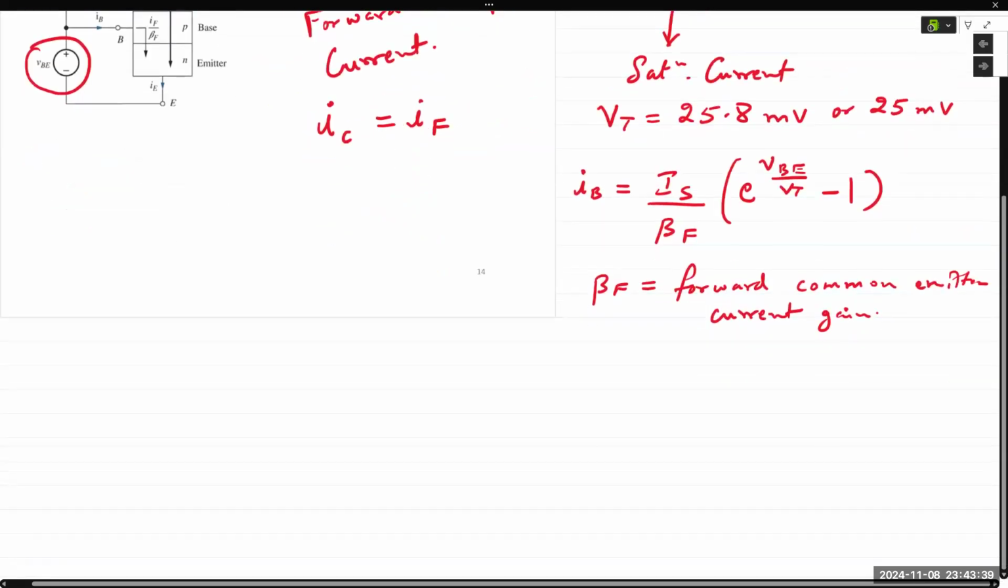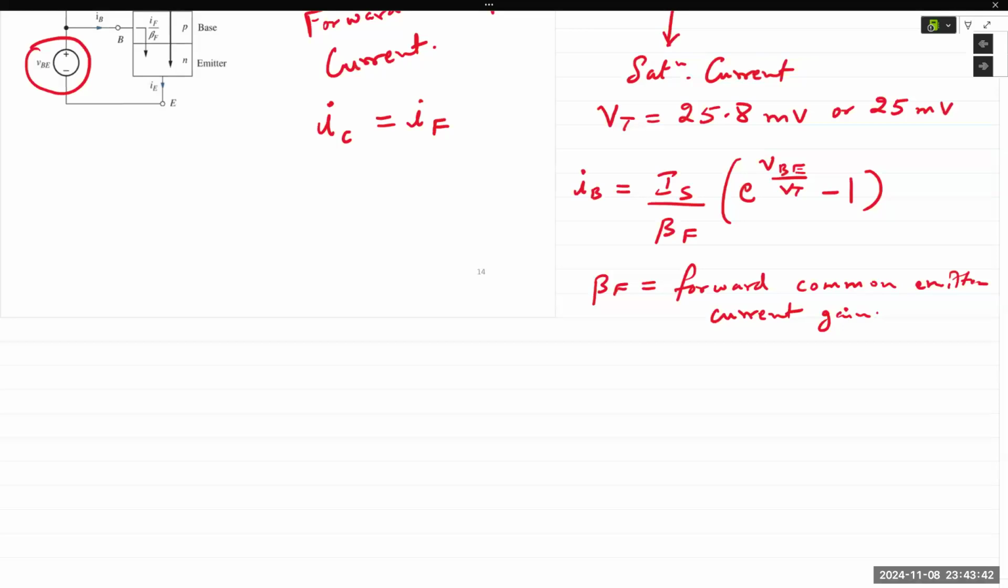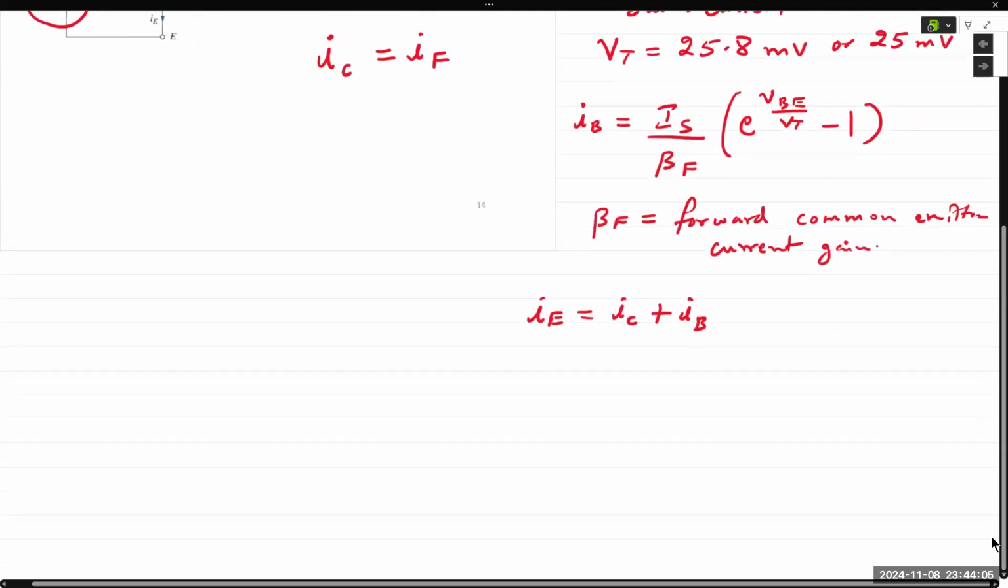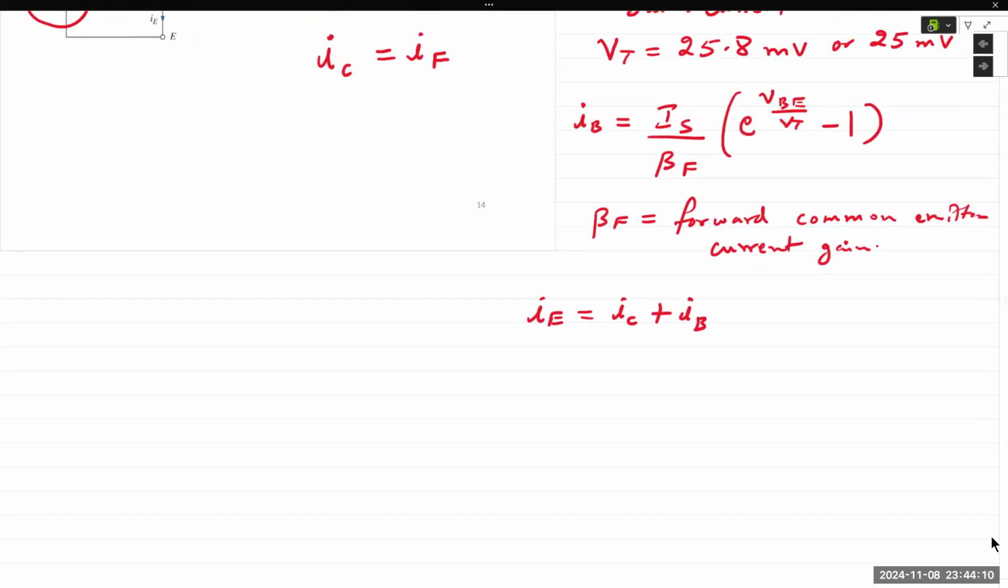All right. And then finally, we can write emitter current IE. IE is the sum of IC plus IB. Okay, IC plus IB. Okay. So those are the forward characteristics for an NPN transistor. Now let's look at the reverse characteristics.